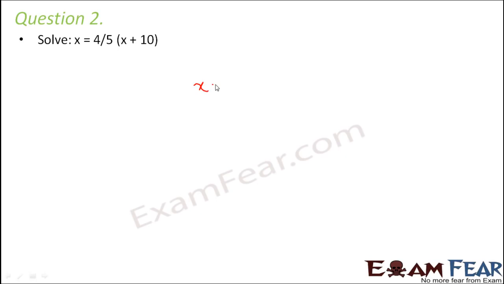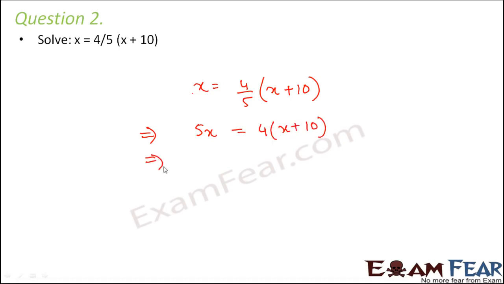Question number 2. Solve x is equal to 4 by 5 into x plus 10. So in this case, what are we going to do? So what we will do is, to make it simpler, because due to the presence of 4 by 5, this equation is looking a little different. So what we will do is we will send this 5 on this side so that we do not have this complexity of having a denominator extra. So what happens, this becomes 5x is equal to 4x plus 10.